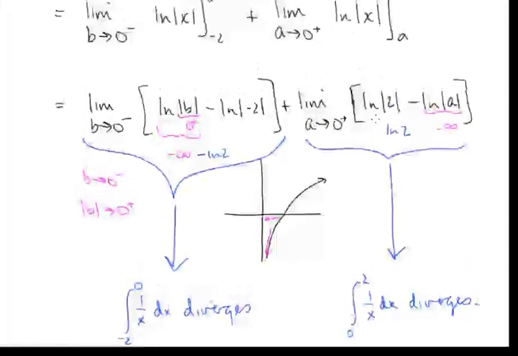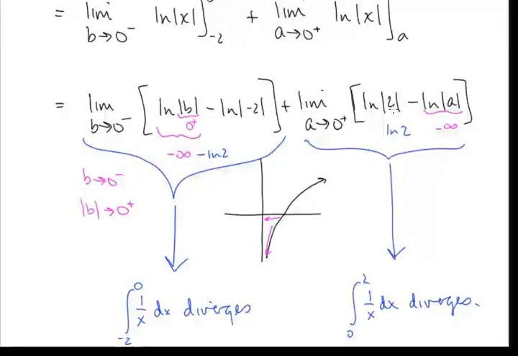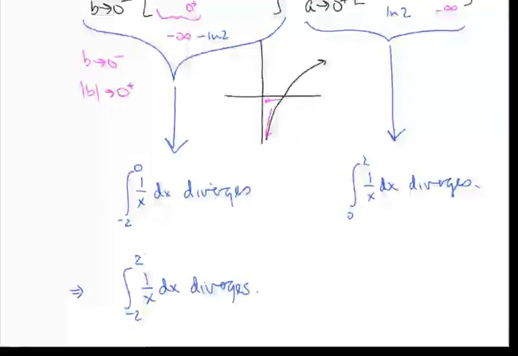But if we want to, we can just go and check out the other side as well. ln 2 minus ln a, where a is going to 0 from the right. So again, if a goes to 0 from the right, ln a goes to negative infinity. So we have a negative infinity plus ln 2, still negative infinity. This integral diverges from 0 to 2. Therefore, the original integral diverges.